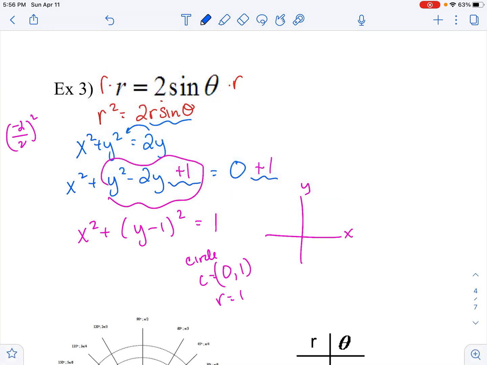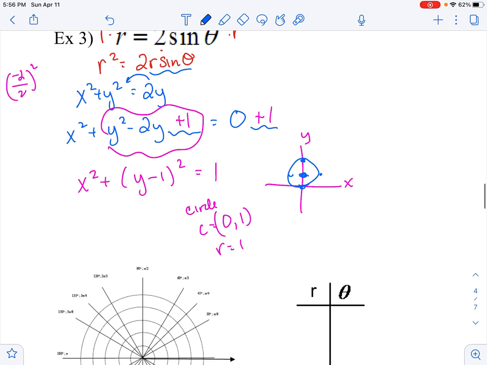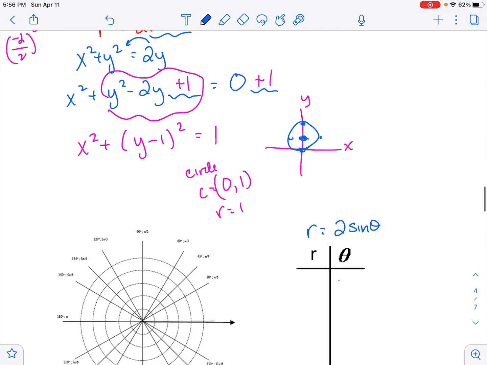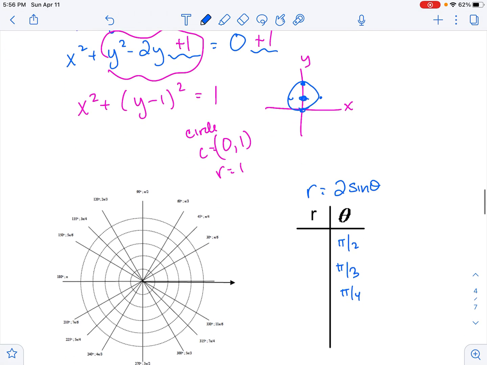If I were going to graph that, I would go up to (0, 1), and then go up 1, down 1, right 1, left 1, and there would be my circle. So this circle in polar coordinates should look the same. Again, we can plug in some values for our r and theta. The equation was r equals 2 sine theta. I'm just going to plug in pi over 2, pi over 3, pi over 4, and 0. I'm just plugging in some values that will give me some points on there, and you could have plugged in other points as well.